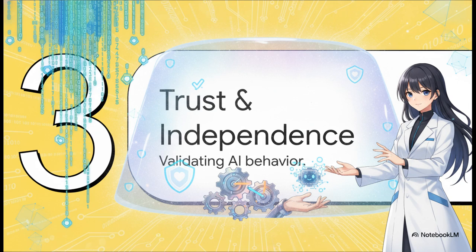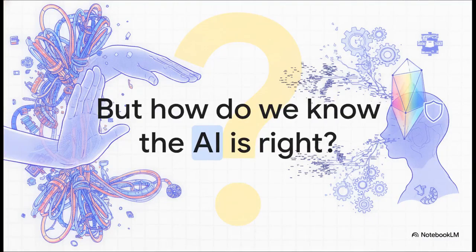Which leads us perfectly into Phase 3. Establishing trust and independence, validating AI behavior. So, we've reached the pivotal middle of the journey here. Before unleashing those complex loops and harnesses out into the wild, we have to pause. We have to ask the single most critical question in AI development today. How do we actually know the AI is right? How do we prevent it from hallucinating or making some critical, catastrophic error?